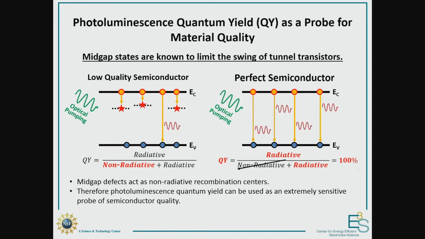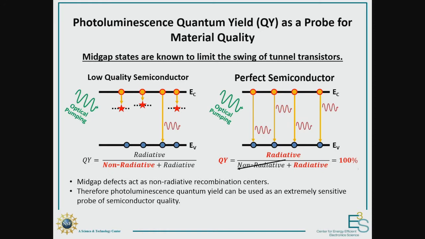And the concept is very simple. If you grab your material and you pump it, you shine light on it, you will generate electrons and holes. And in the absence of defects, all of the electrons and holes that you generate will eventually recombine and give you a photon out.